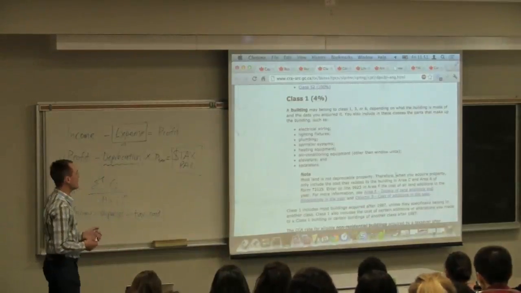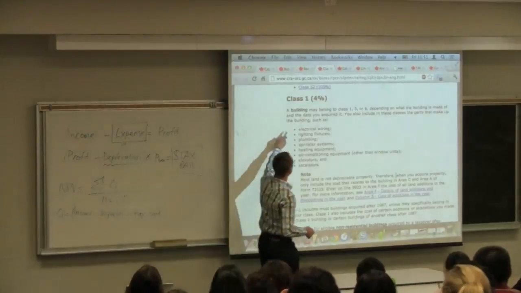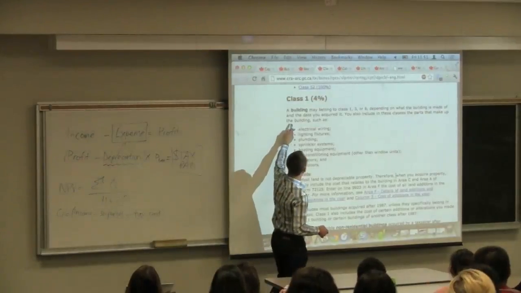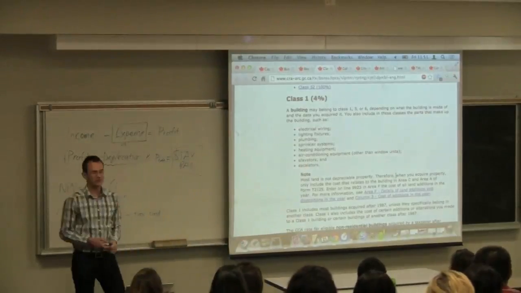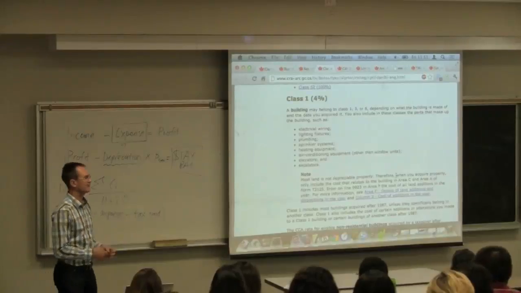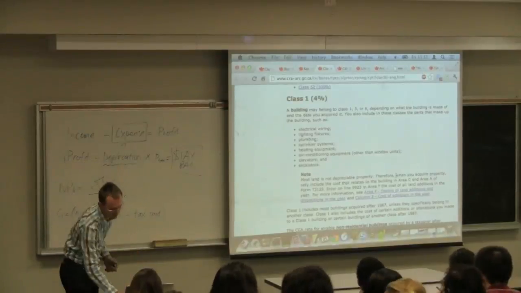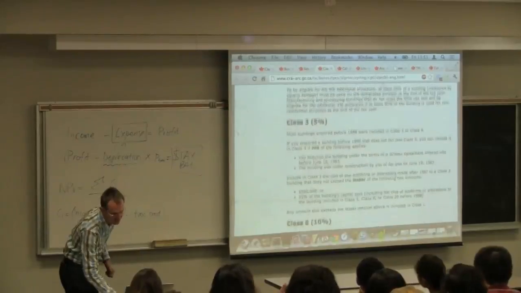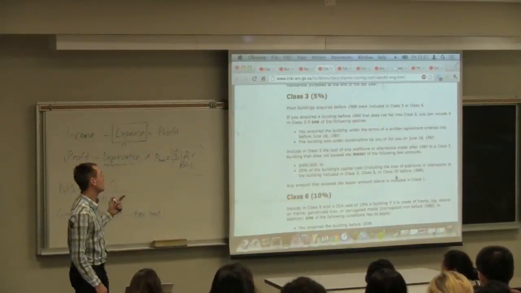The first one is Class 1, a building. You may depreciate it at a 4% rate, but a lot of it depends on the age when you acquired it and the makeup of the building: number of sprinkler systems, electric wiring. A lot of this just comes from the fact that certain newer buildings have these features and can be depreciated at different rates than older buildings. Class 3, these are buildings acquired before 1988. They get depreciated at a higher rate.